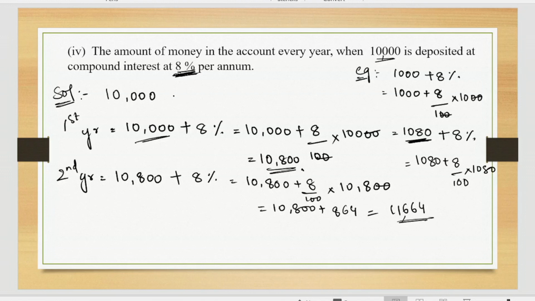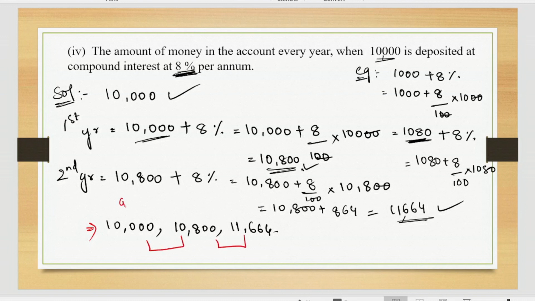Okay. Now see the series. First we have 10,000. Next we have 10,800. Then next we have 11,664. So first we have 10,000, 10,800, then 11,664. Okay, so is this forming an AP? So how do we say this is an AP? If the common differences are the same, we will say it is an AP.